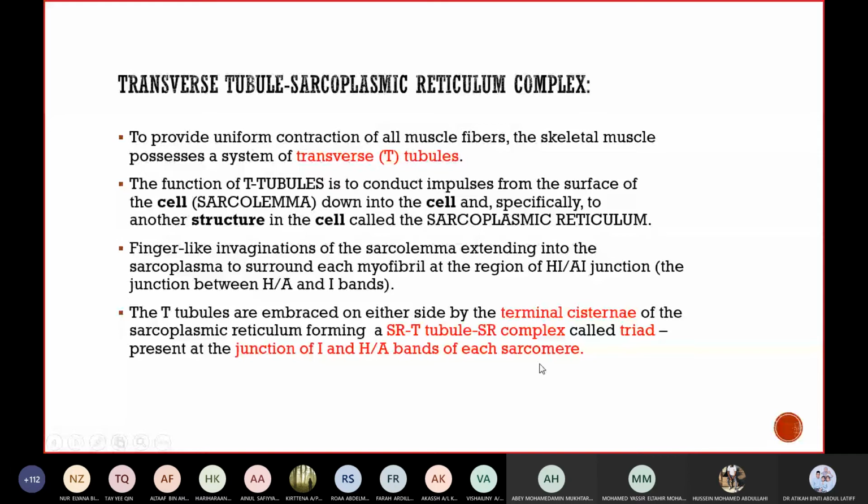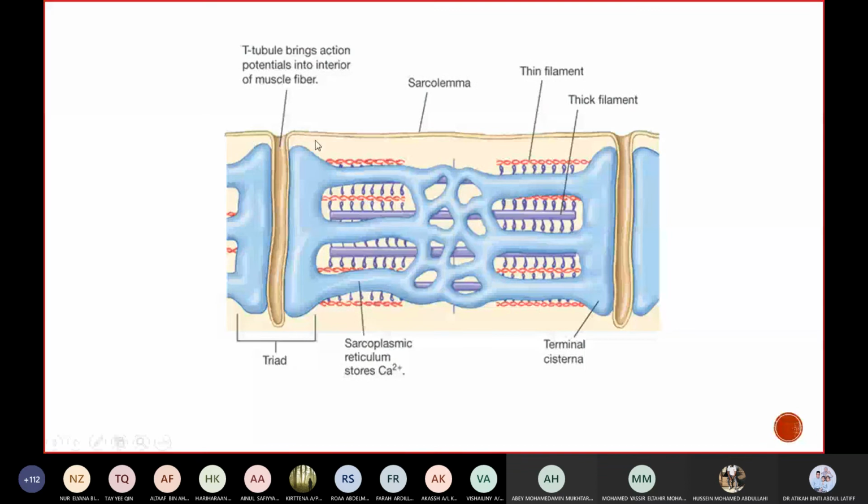So they are finger-like invaginations of the sarcolemma, extending into the sarcoplasm to surround each myofibril at the region of the A-I junction. The T tubules are embraced on either side by the terminal cisternae of the sarcoplasmic reticulum, forming a T tubule-SR complex called the triad. All those words are very confusing, so we'll see the picture.